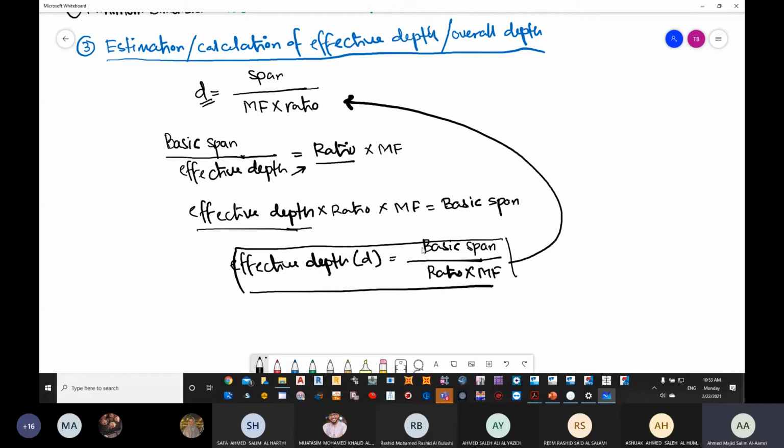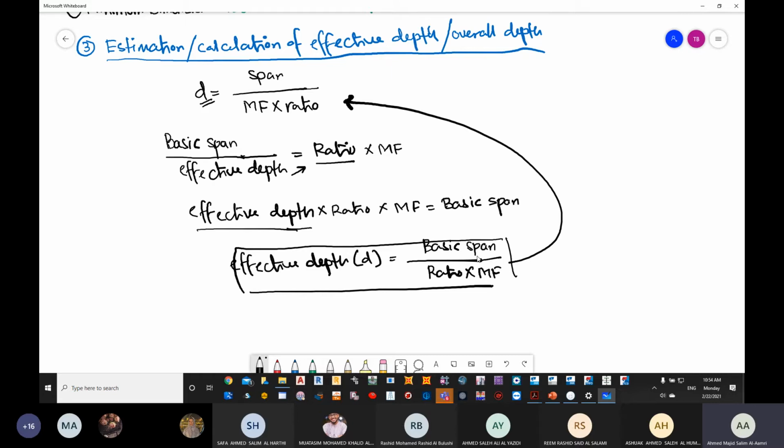Another thing, now basic span we should know. Basic span is the dimension that you are taking into account, and always the critical dimension is going to be the shorter dimension. So the basic span you already know. The ratio, depending on the type of element, whether it's simply supported, continuous or cantilever, you will know. Modification factor is the missing one.